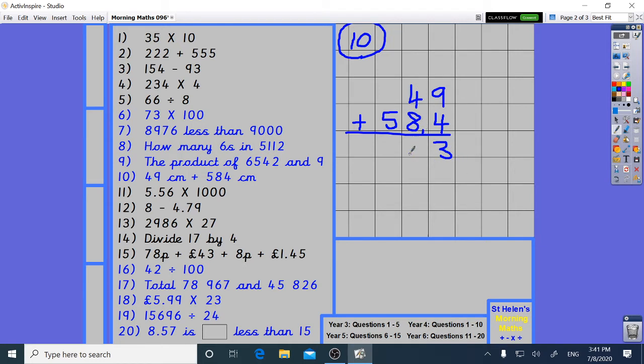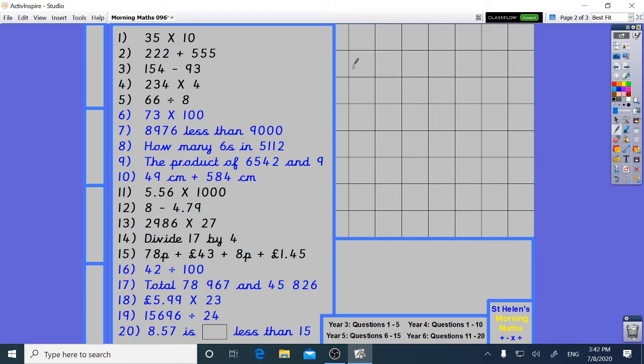1 plus 8 is 9, plus 4 is 13. 633. That sounds right to me. And it is centimetres. 633 centimetres. And question 11. Year 5 time.